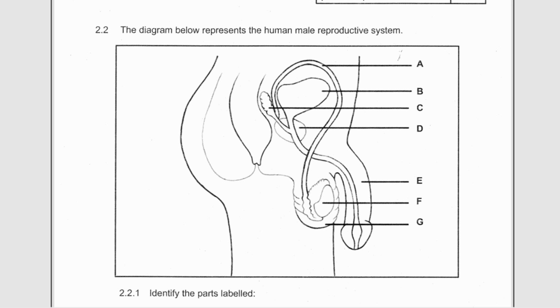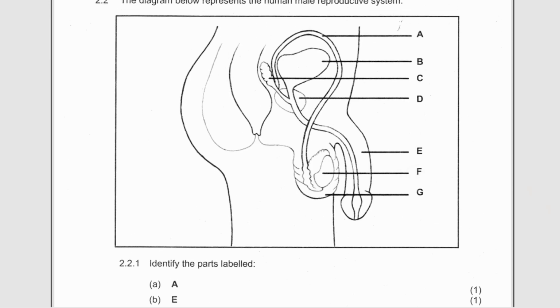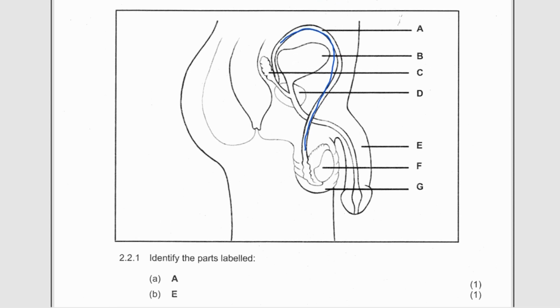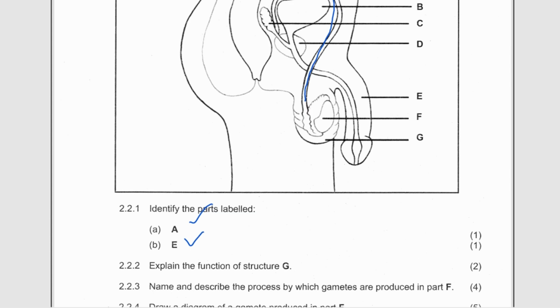2.2, they're saying that the diagram below represents the human male reproductive system. Identify the part labeled A. So A is the vas deferens. Then B, please don't call this sperm duct. Then E is the penis.